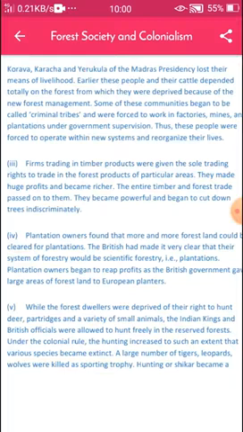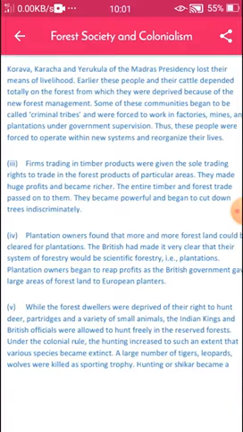Fifth one, kings and British officials engaged in shikar. While the forest dwellers were deprived of their right to hunt deer, partridges, and a variety of small animals, the Indian kings and British officials were allowed to hunt freely in the reserved forest under colonial rule. The hunting increased to such an extent that various species became extinct.